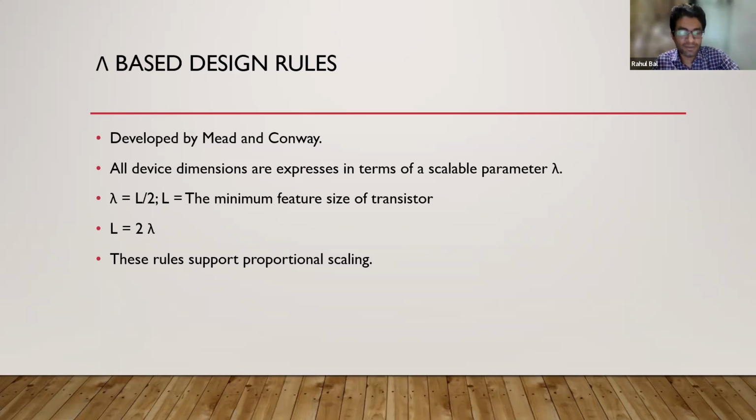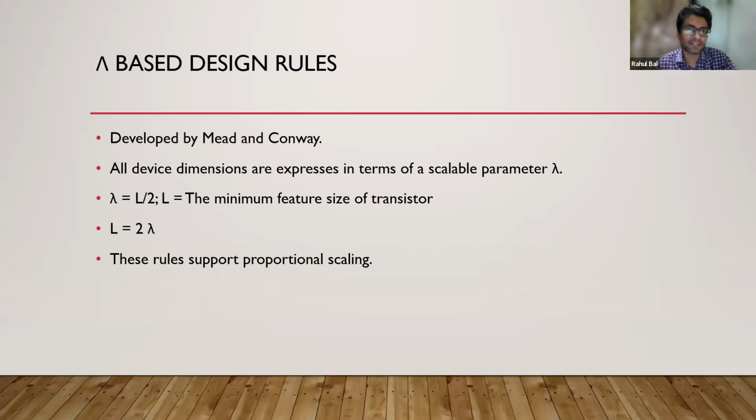So these rules are more preferable than micron rule. It was developed by Mead and Conway. All the device dimensions are expressed in terms of a scalable parameter, lambda. As I said, the scalability should be there. So if the size of one component is reduced, in proportion to that, the size of another component should also be reduced. That is called scalability. So there is one common factor, which is lambda, and using this common factor, we will place the components in terms of multiples of this lambda.